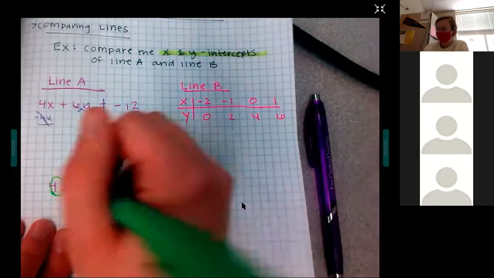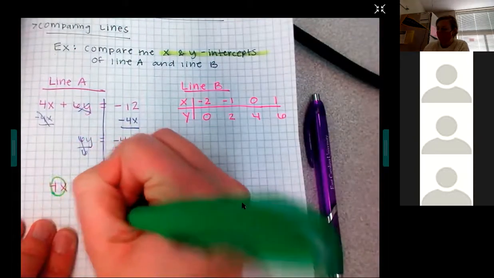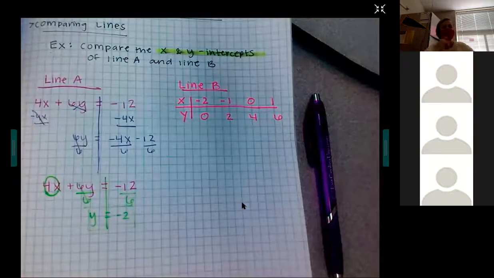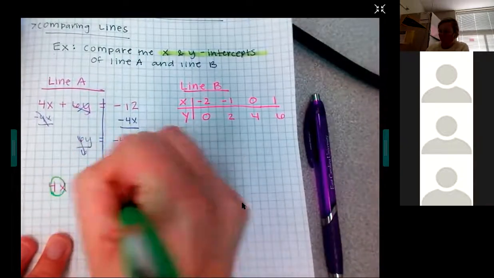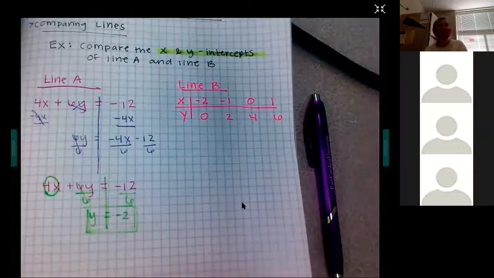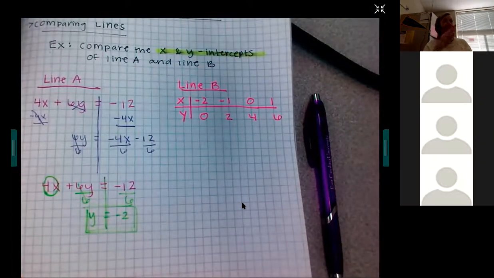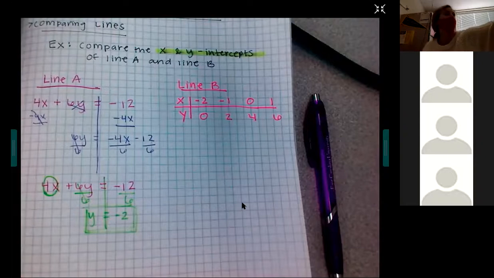Negative 2. Man, look how faster that was. The y-intercept is negative 2. You said you feel like the other way was easier? Then you do the other way. That's why I'm showing you 2 ways. You pick what you like.